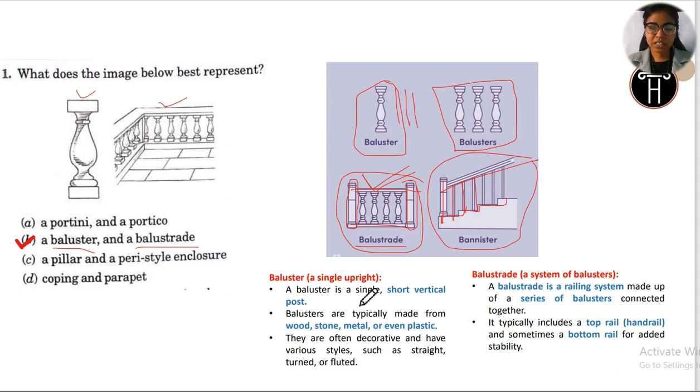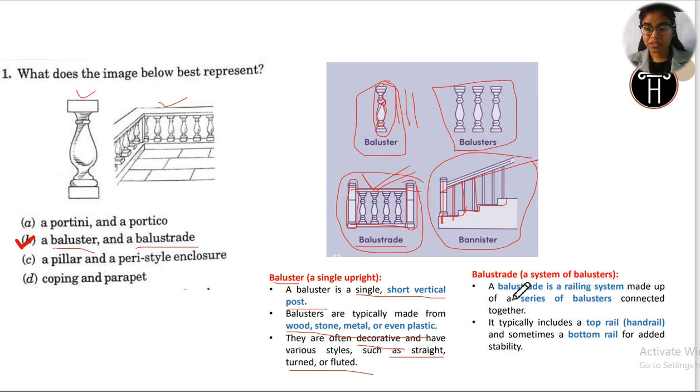So as we discussed earlier, a baluster is a single short vertical post. When it is single, only one, then it will be known as your baluster. And it may be made up of wood, stone, metal or even plastic. It can be made up of any material. Okay, it can be in decorative form or straight, turned or fluted, like it is in some carved form over here.